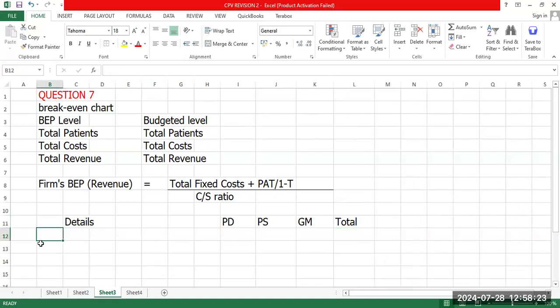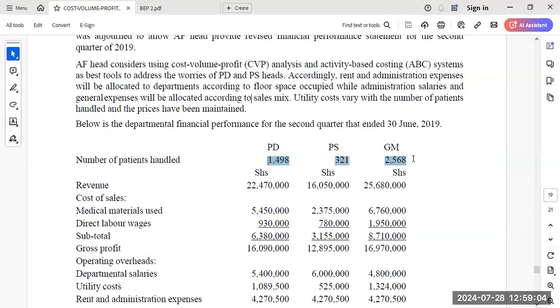Okay. Then after that, what are you going to start with? I can just, for formality, because these things will help me somewhere, I need the number of patients. Number of patients. Here you have 1,498. Here you have 321. Then 2,568. That's based on our question. These are our number of patients.